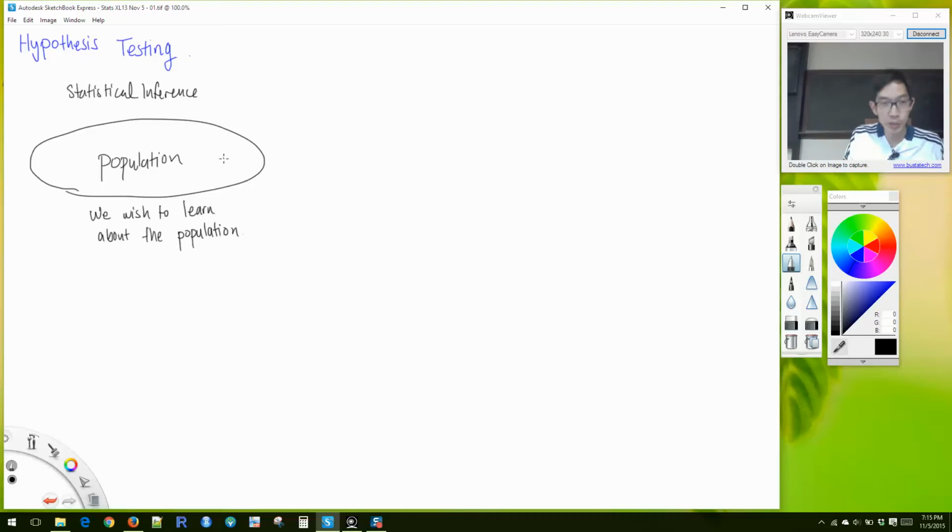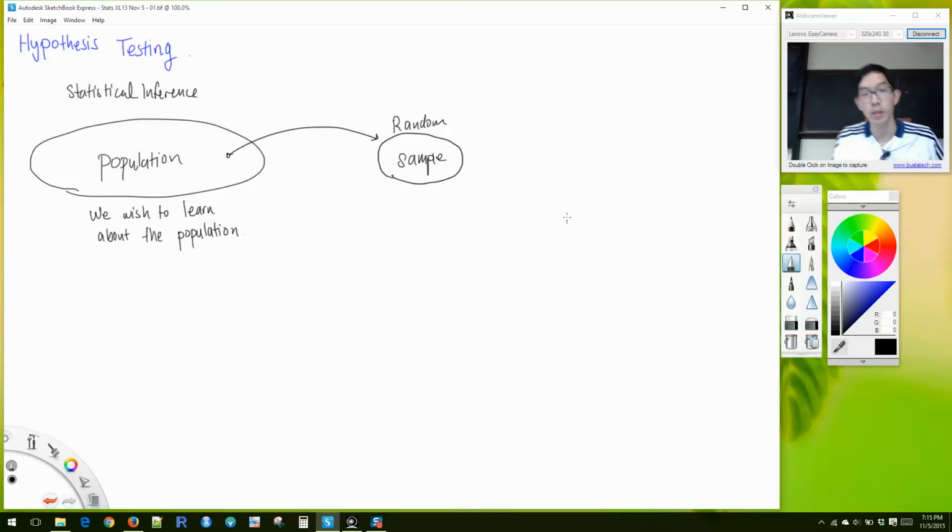Okay, and from this population, we have a random sample. Okay, and based on what we see in the sample, we want to make a conclusion about the population.